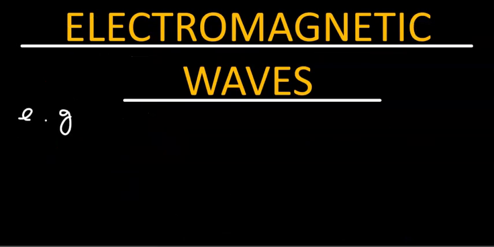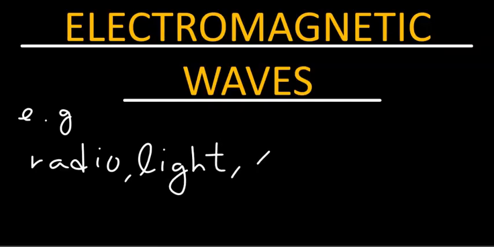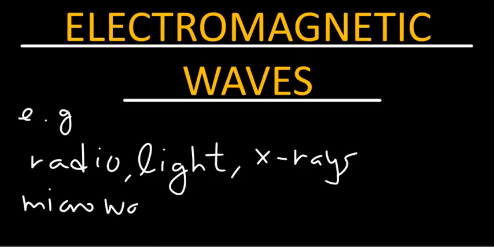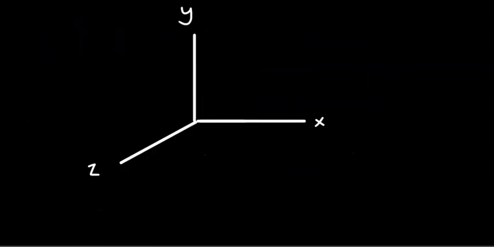Examples of electromagnetic waves are radio waves, visible light waves, X-rays, microwaves, just to name a few. So let's see how this works. Let's assume at some moment there is electric field in that direction, and there is magnetic field in that direction. These fields are oscillating up and down along the y and z axes respectively, and also in time.